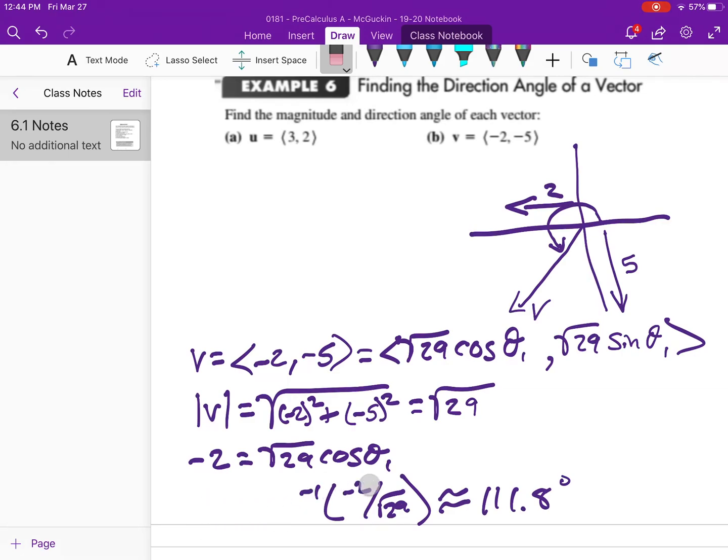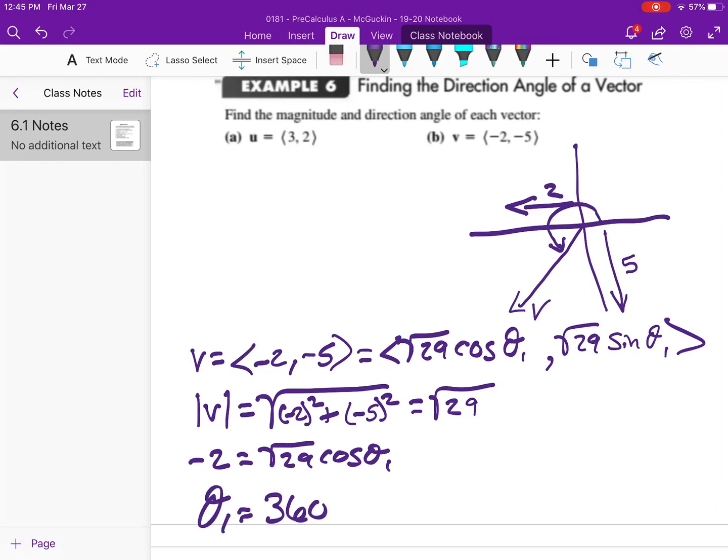Well, hopefully you understand that all that we would really have to do is take 360 degrees and subtract our cosine inverse that we just got at about 111.8. So really theta sub 1 would end up being 360 minus cosine inverse of -2 over the square root of 29. So really it's 360 minus that 111.8.